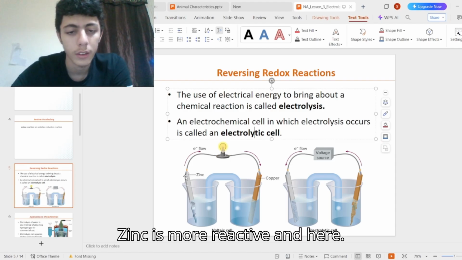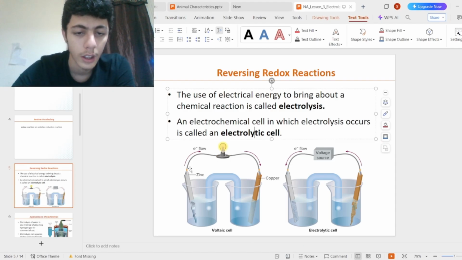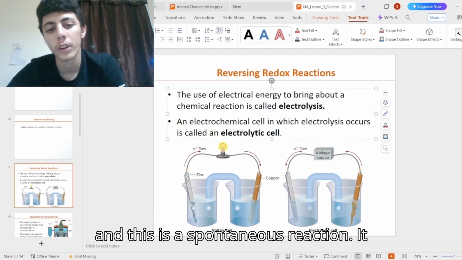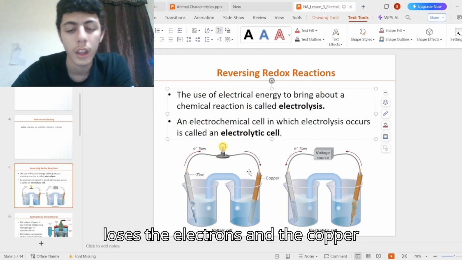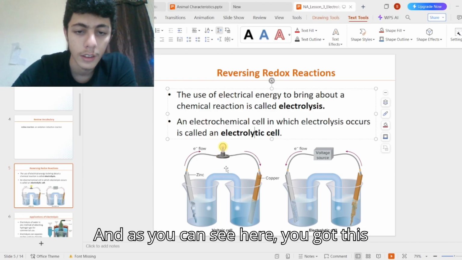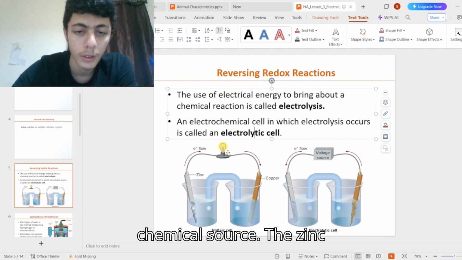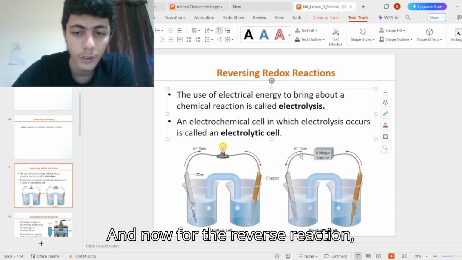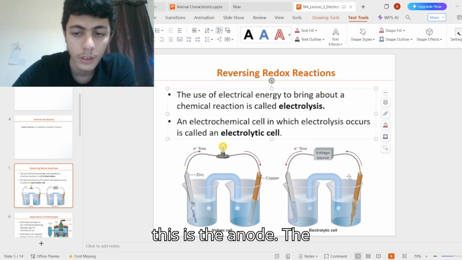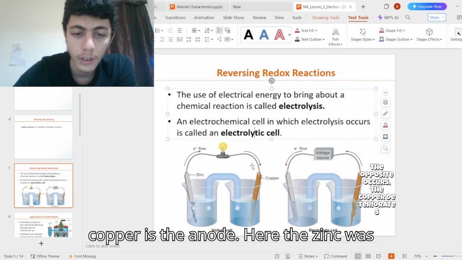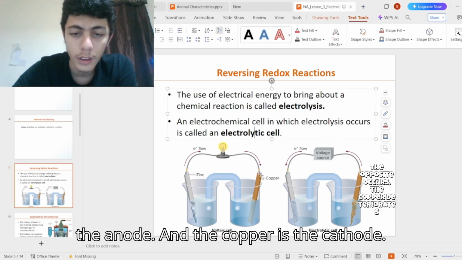Zinc is more reactive, and here it is oxidized because it's more active, and this is a spontaneous reaction. It loses the electrons, and the copper is less reactive, it gains the electrons. And as you can see here, you have the chemical source. The zinc deteriorates, the copper does not. And now for the reverse reaction. Here the zinc was the anode, and the copper is the cathode.